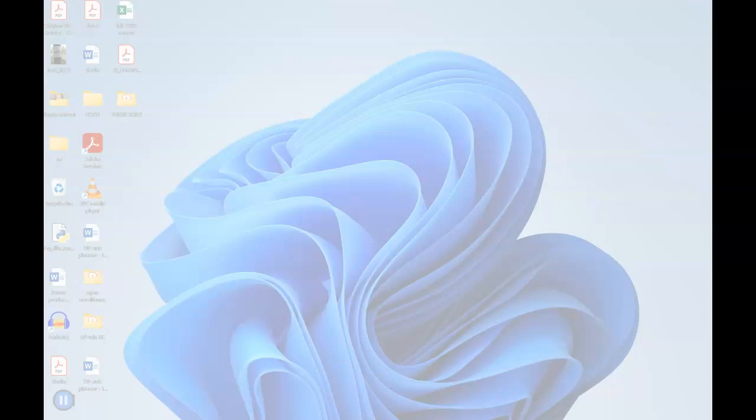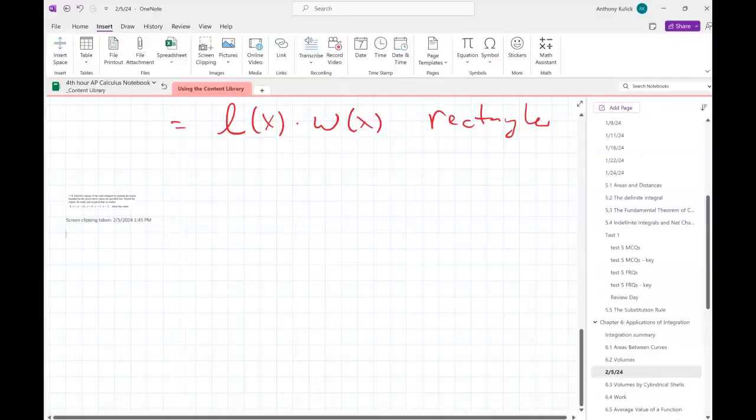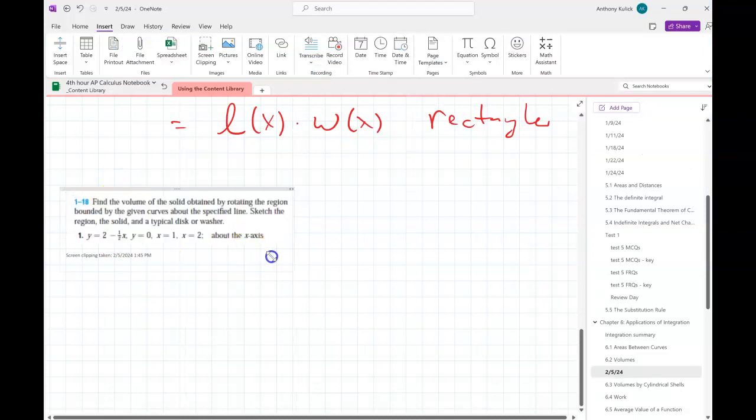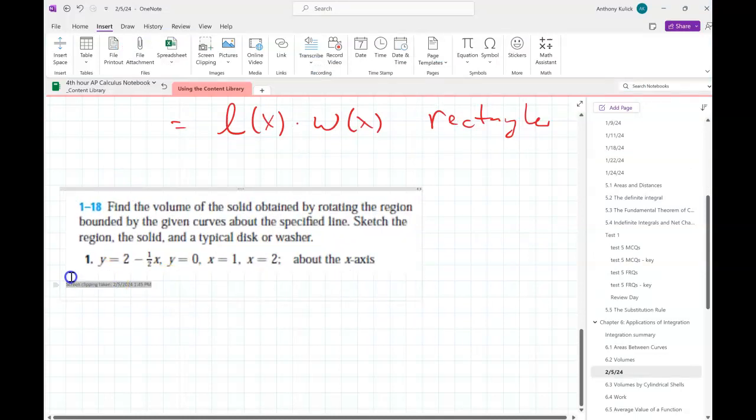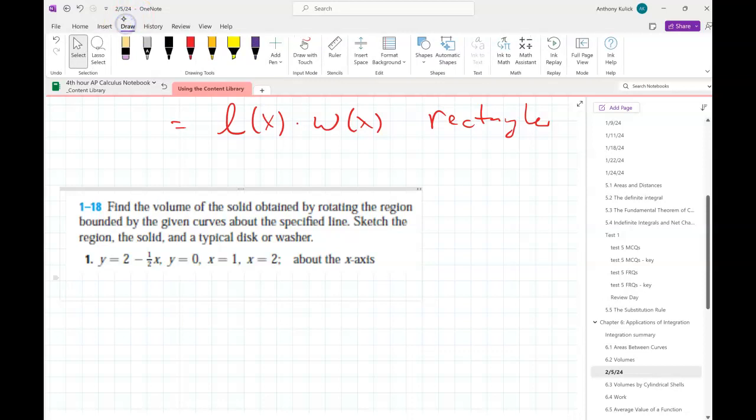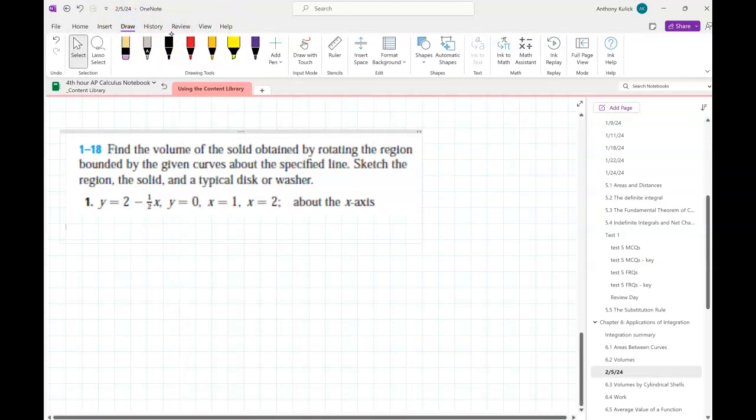So I think I assigned 1 through 17 and then a couple of others. We're just going to start with number 1. Again, probably some of us have tried these or started some of this. Maybe we haven't. It's been a busy week. I know everybody feels like they're at their last one or two wits, but we're going to start some now. So 1 through 18 says, find the volume of the solid obtained by rotating the region bounded by the given curves about the specified line. Sketch the region, the solid, and a typical disc or washer.